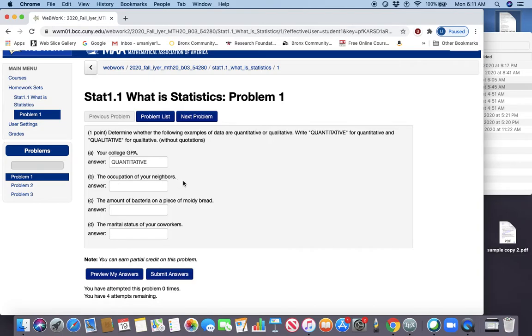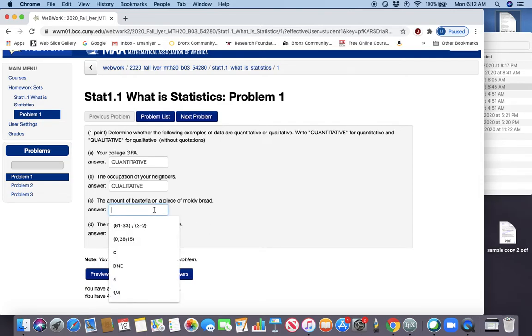The occupation of your neighbors. Well, one neighbor may be a doctor, the other neighbor may be a teacher, the third neighbor may be a chef. These are names, right? It doesn't make sense to take an average of a doctor and a chef. So these are simply quality, so qualitative. The amount of bacteria on a piece of moldy bread. Amount is something like a number, so it is quantitative.